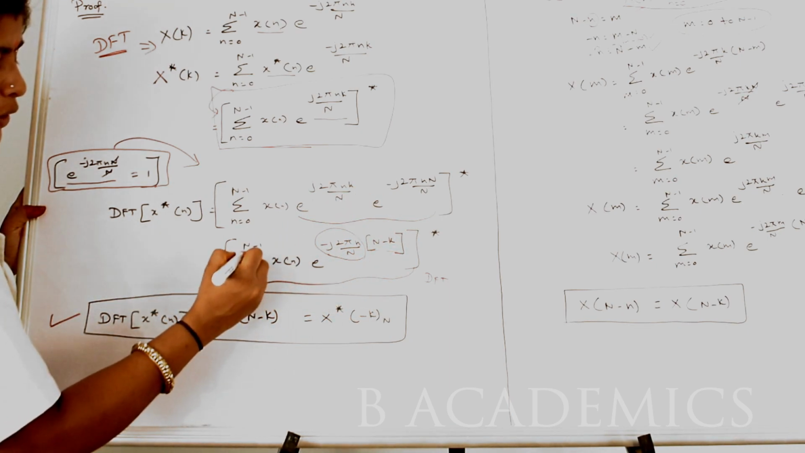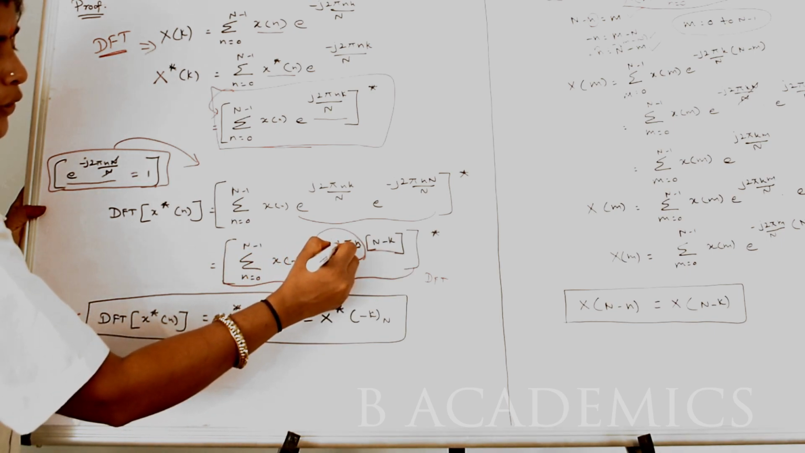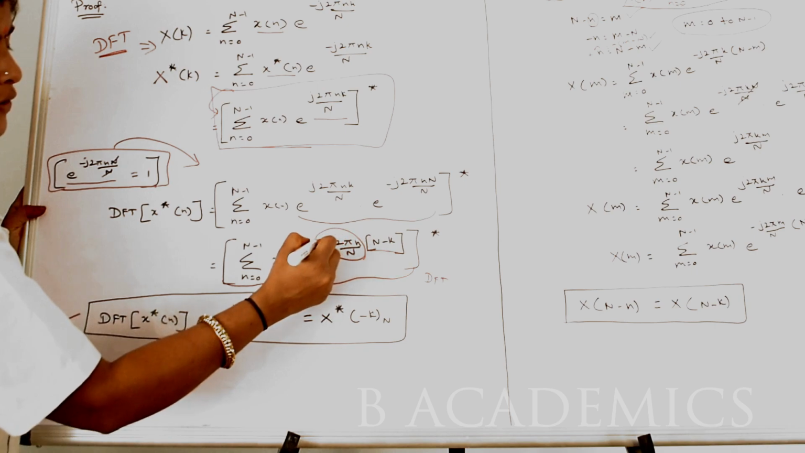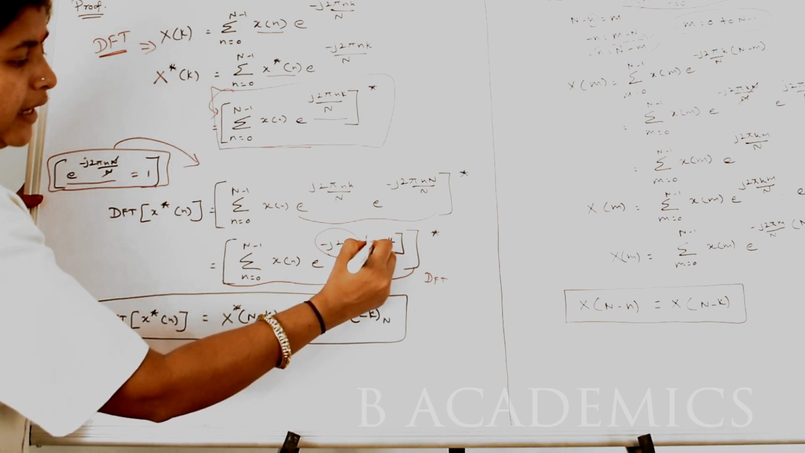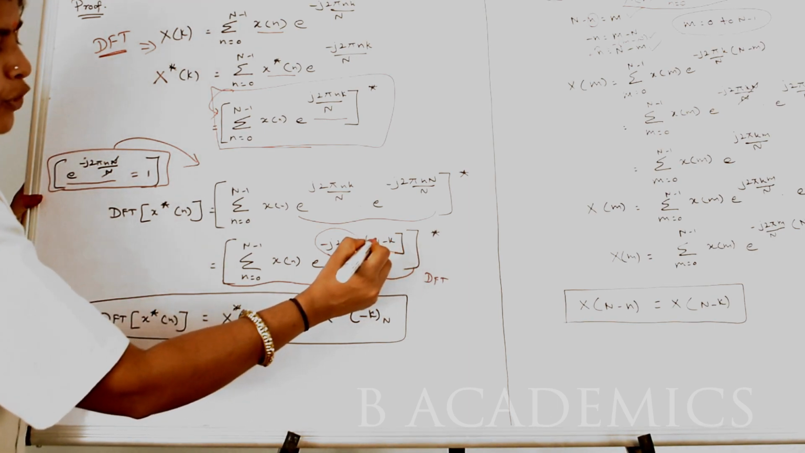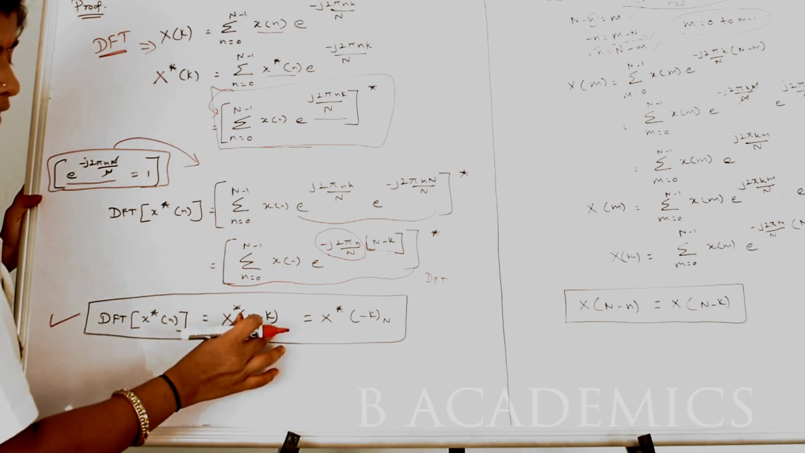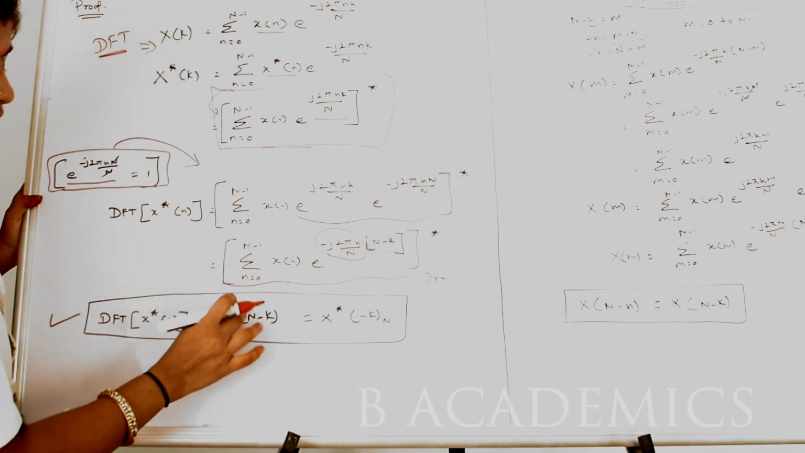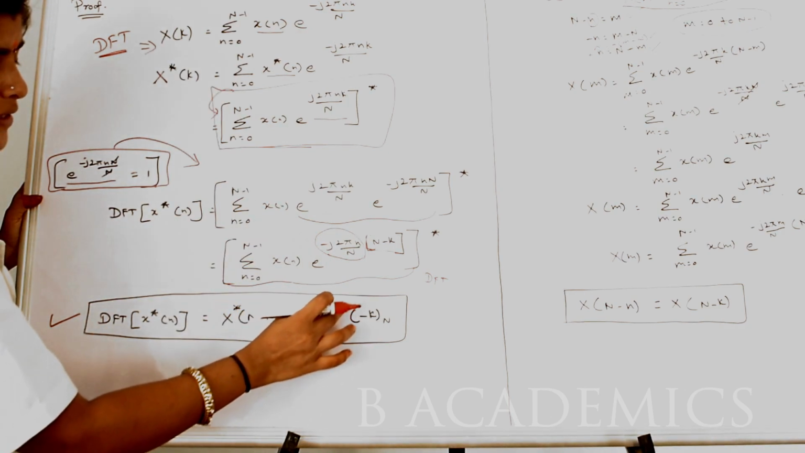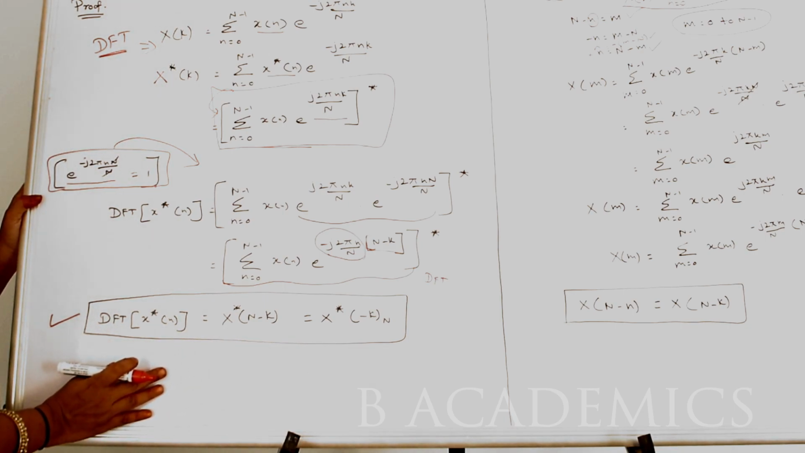Summation n equal to 0 to N minus 1 x of n e power minus j 2 pi n divided by N. Here I am considering minus as a common term, so this would be N plus n minus k. This expression can be written as X star of N minus k. Hence, your statement is proved here. X star of N minus k is equal to X star of minus k mod N. This is your complex conjugate property.